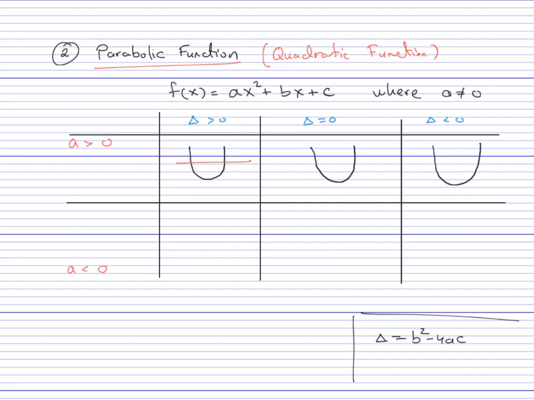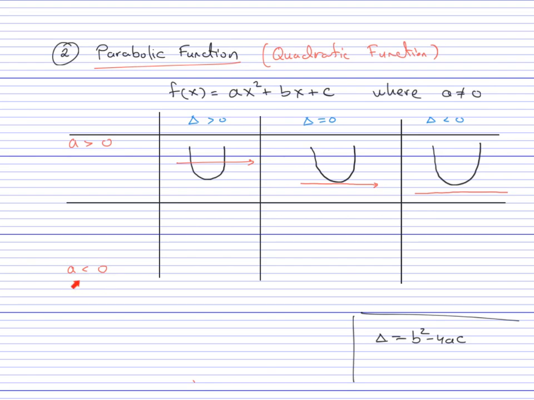Now, if delta equals 0, we said in class that the quadratic equation has exactly one solution. And therefore, if you draw the graph, you'll see that the parabolic function intersects with the x-axis in only 1 point. And if delta is negative, that means that there is no solution. There is no x that is solving this quadratic function. And therefore, it looks something like that.